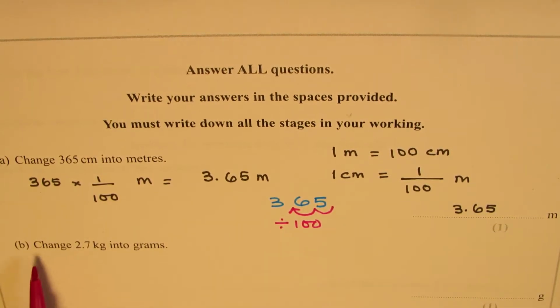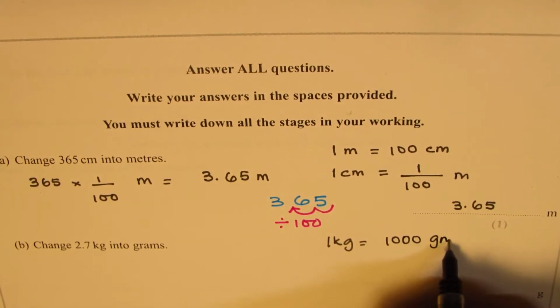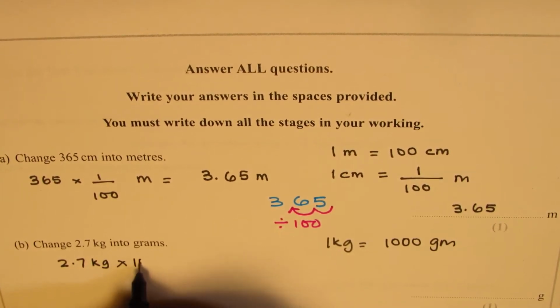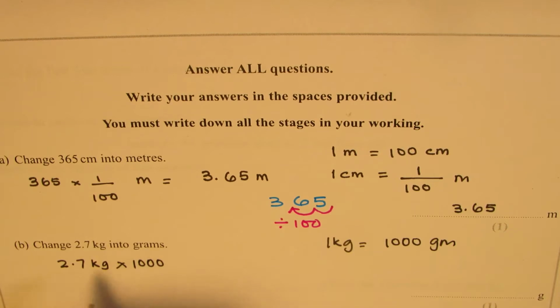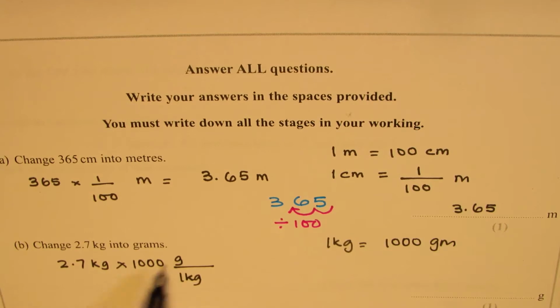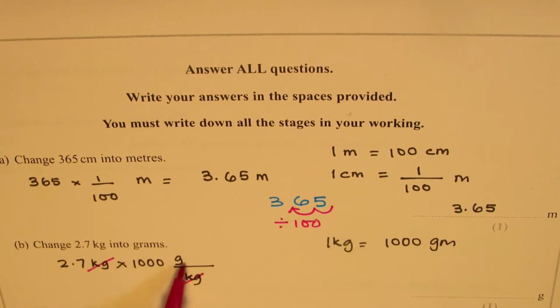Now the second question is change 2.7 kg into grams. So we know 1 kg is equal to 1000 grams. So we have to multiply by 1000. So we get 2.7 kg times 1000. Why did we multiply by 1000? Since 1 kg is so many grams. Do you see that? That's the concept. So 1 kg is 1000 grams, so that's why we multiply. So basically kg and kg will cancel and you get the unit in grams. So when you multiply, you get 2700.